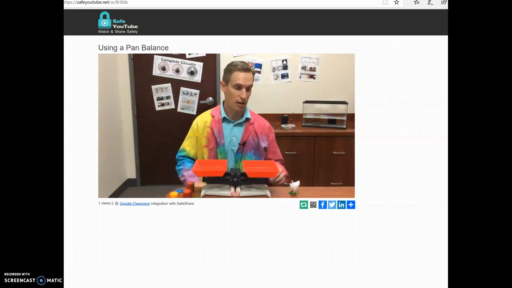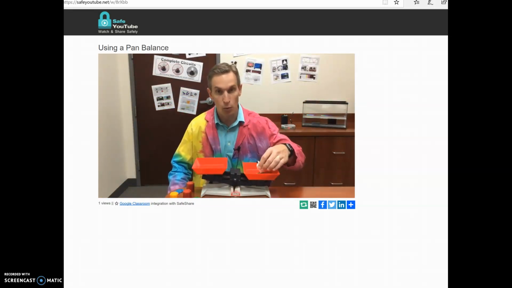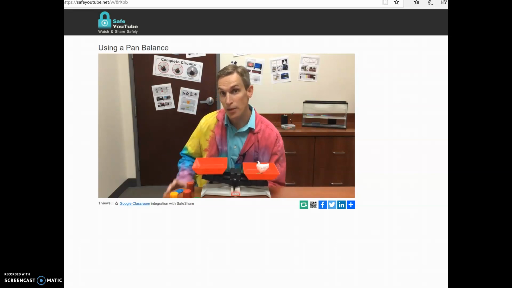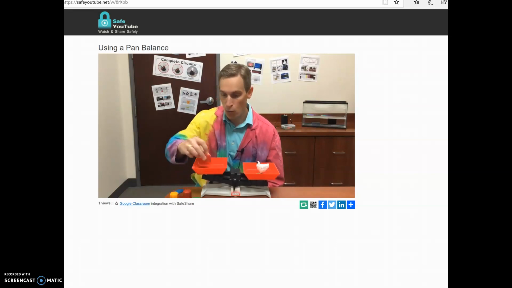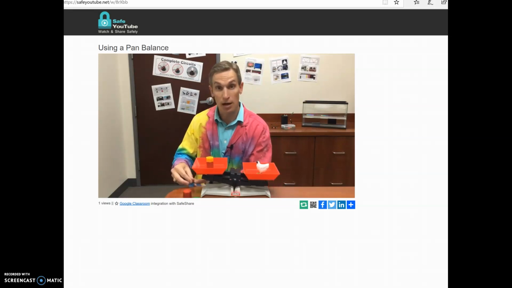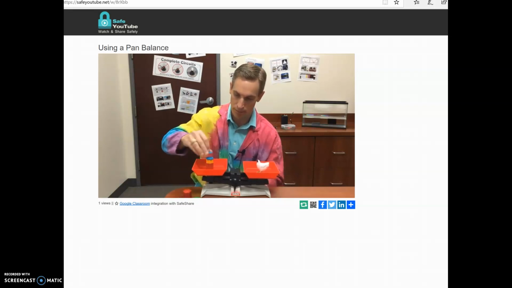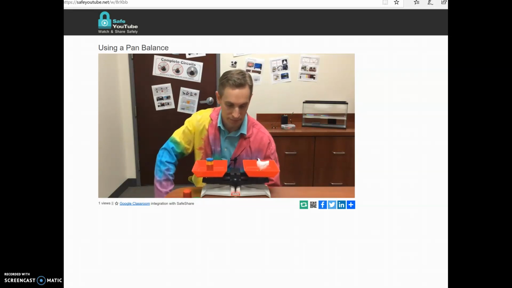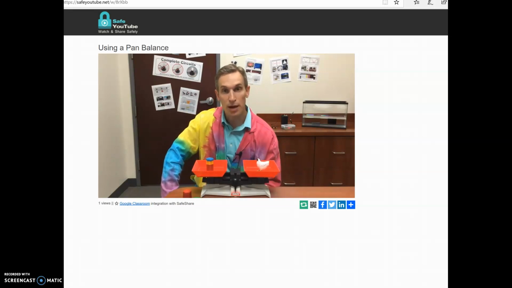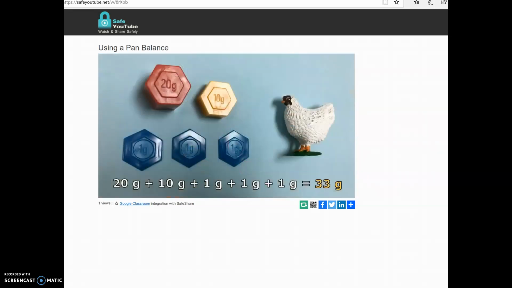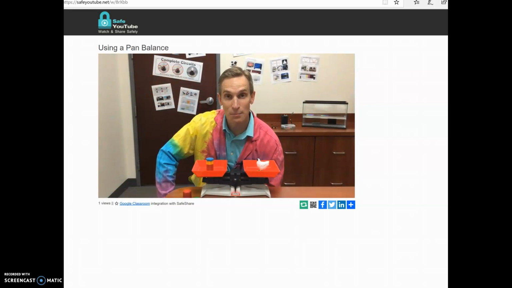To determine the mass of an object, I just take my object and place it on one side of the balance. On the other side of the balance, I add weights with known masses until the two sides become perfectly balanced. Once the two sides become balanced, then I can just add up the masses of my known weights. That mass is equal to the mass of my object. So this chicken has a mass of 33 grams.